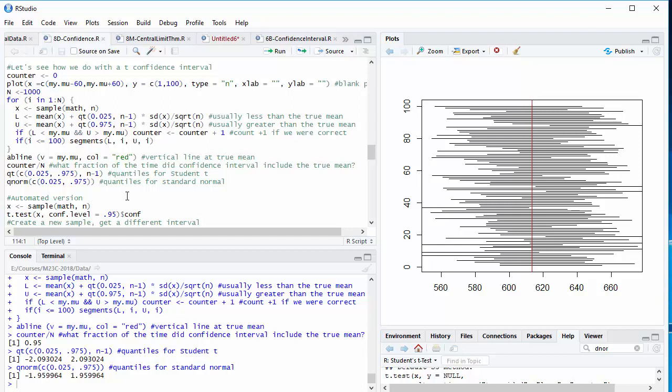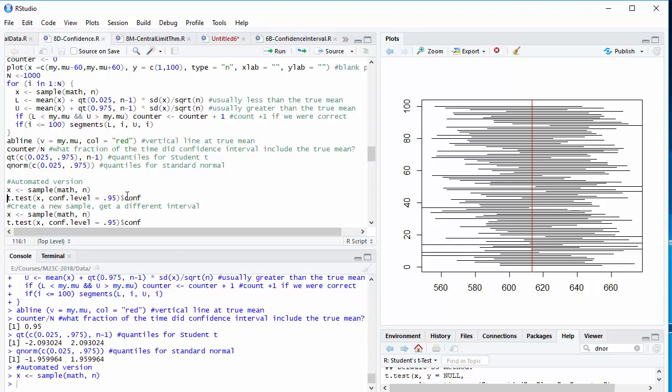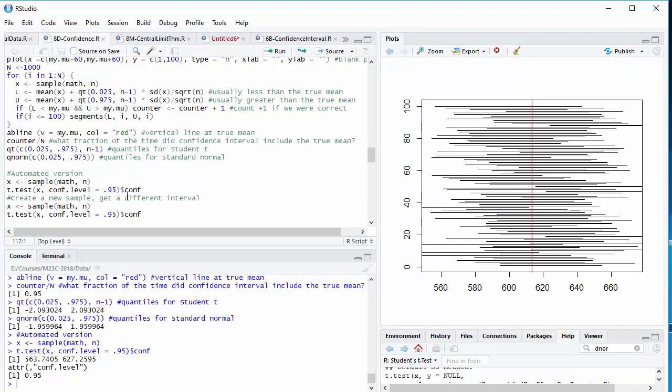Of course, R has this all automated. All I do is draw a sample of 20 from my vector of math scores, I call t.test, and it says we're 95% certain that the true mean of SAT scores for this school lies in between 563.7405 and 627.2595. I trust about 2 digits of that at best.